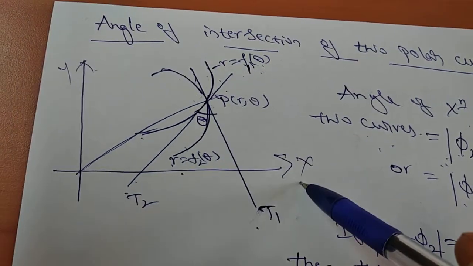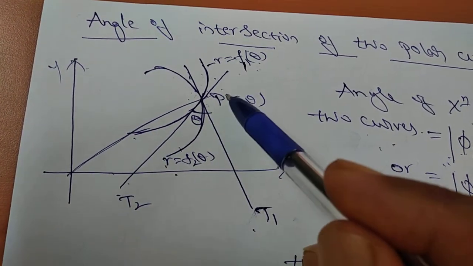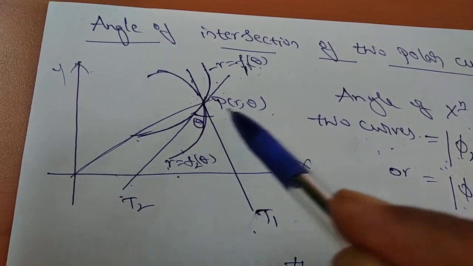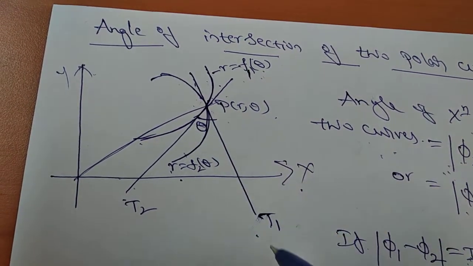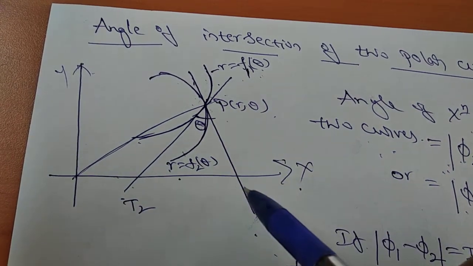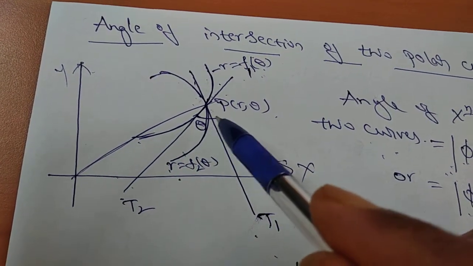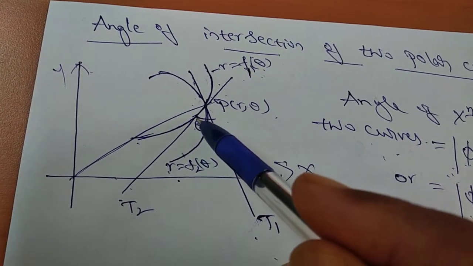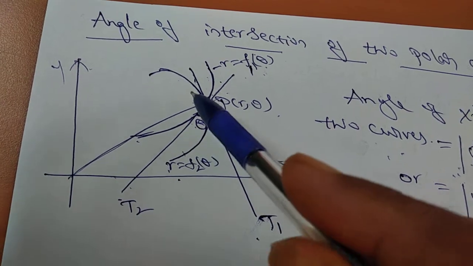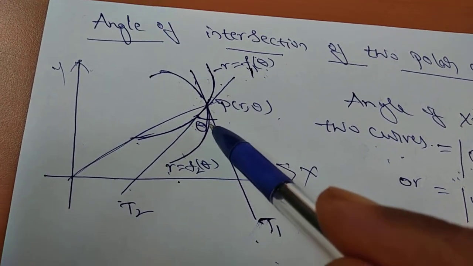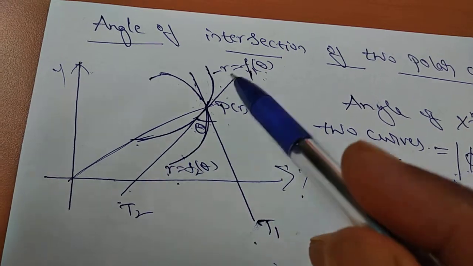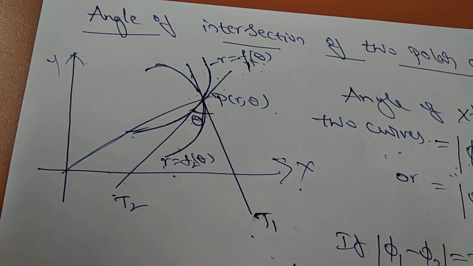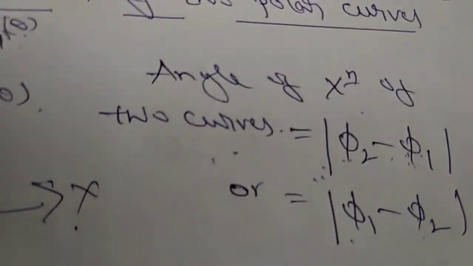So this is the x-axis and this is the y-axis. So we take the point of intersection of the two curves as P of r comma theta. So now here T1 and T2 are the tangents made from the first curve and second curve. So the angle between these two lines is theta. So you have to find out the angle between two lines here. So that means when two polar curves are there, directly it is not possible. That's why you have to draw a tangent. So afterwards we can find out the angle between two lines. That becomes the angle between two polar curves.